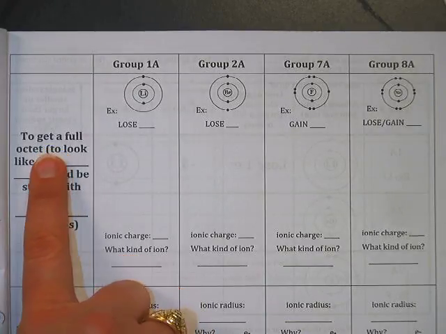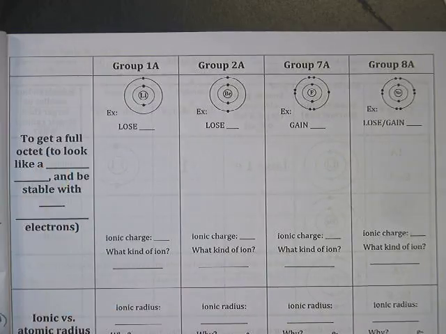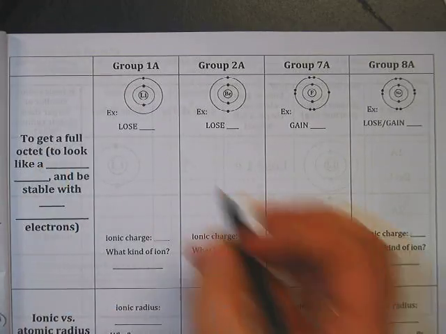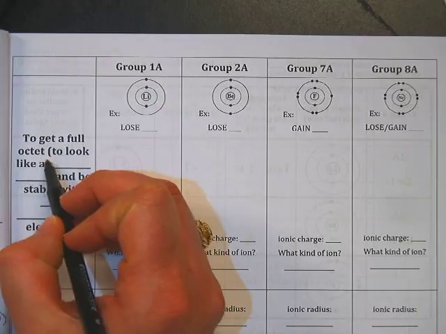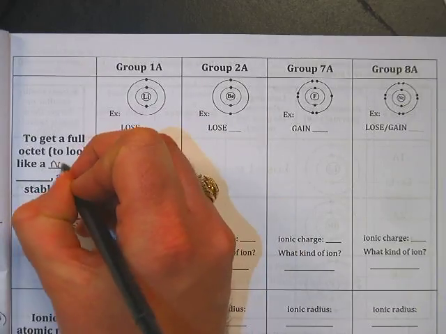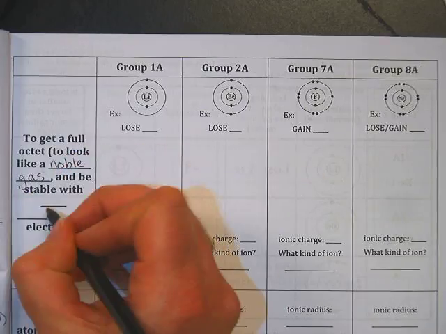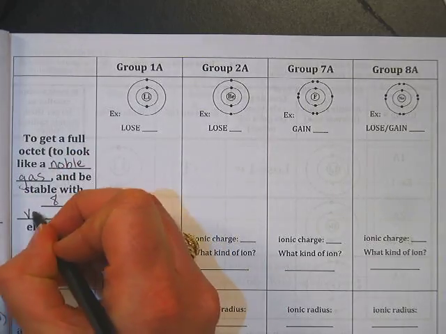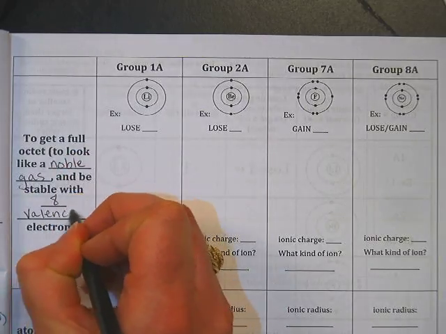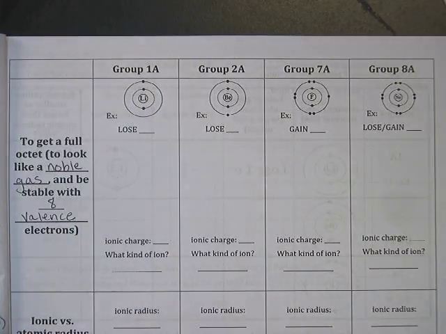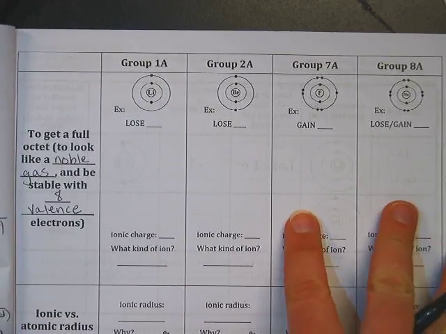Elements, atoms need to be stable, and only the noble gases are stable. So they will try to get what's called a full octet, meaning they will try to look like a noble gas and be stable with 8 valence electrons. And to do that, they're going to have to either lose or gain some electrons.